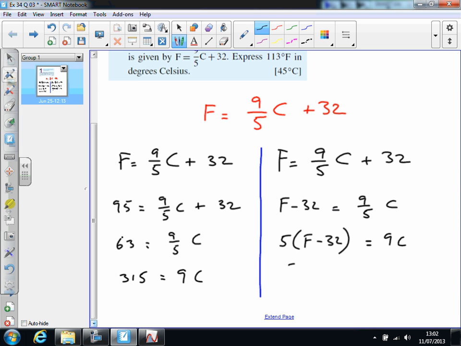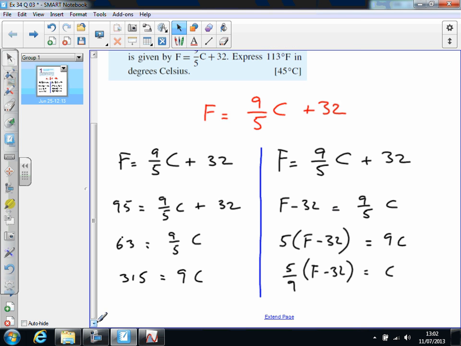So 5/9 times the bracket equals C. And you can see actually looking at this that when we swap the 9/5 to the other side, we actually invert it. 9/5 becomes 5/9 here.